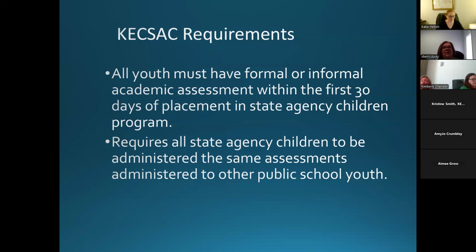And just because a student comes into our program, all the requirements that take place for assessment in the A1 schools still follow that student in our programs. Sometimes people think, oh, well, I'm an alternative program. I'm a KECSAC program. I don't have to do these assessments. Yes, you do. Just because you're an alternative program doesn't mean that you don't have to do the same state assessments that any other public school student is required to take. So keep that in mind. Okay, next slide.